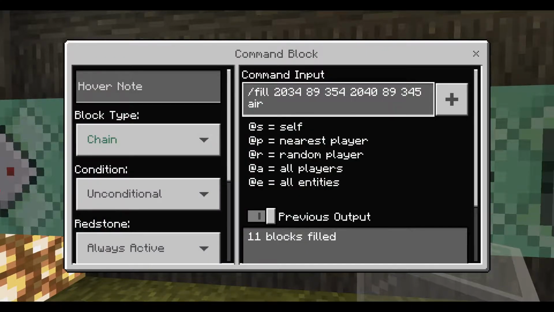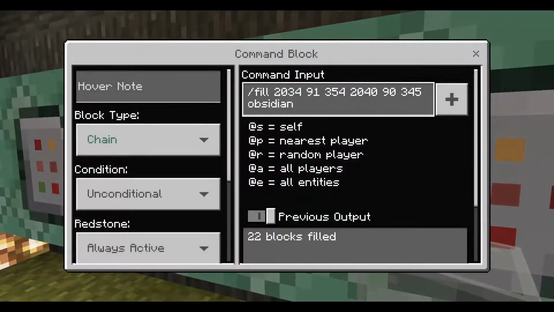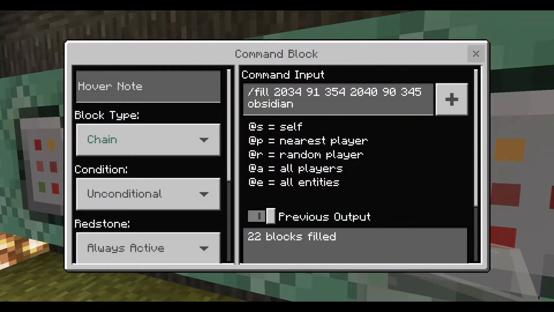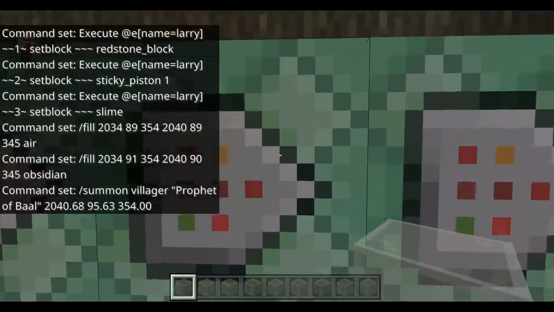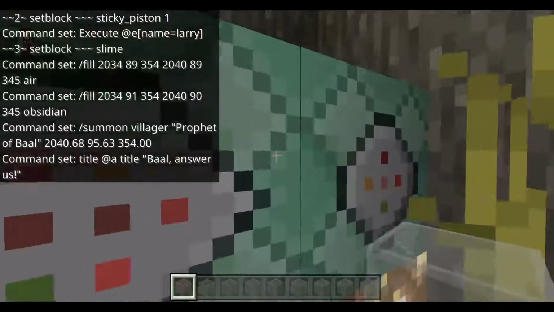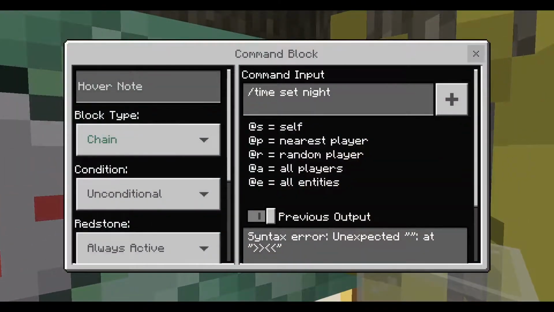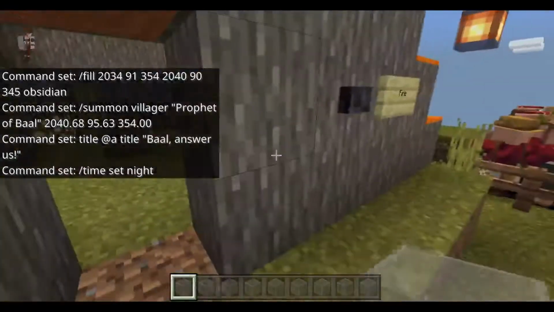And then we're going to kind of reset that whole area that got filled with each of them. So the layer was air, obsidian, and then also summon another prophet of Baal when that is done. And we had the title, Baal hear us, and we made sure we also set it to night. So those were the main functions that this did.